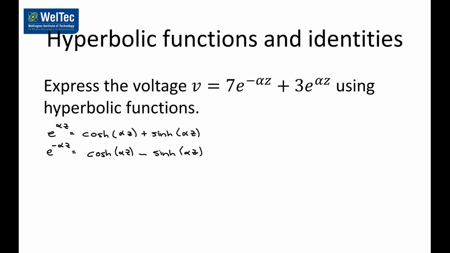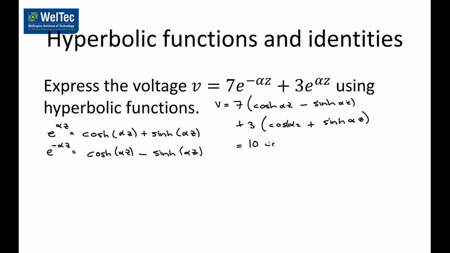Now, if we're trying to express the voltage V equals etc., all we have to do is replace the various powers by whatever they are. So V is going to be 7 times (cosh alpha z minus sinh alpha z) plus 3 times (cosh alpha z plus sinh alpha z). And all we've got to do then is collect up the like terms. We've got 7 cosh plus 3 cosh, so that's 10 cosh alpha z, and we've got negative 7 sinh plus 3, so it must be minus 4 sinh alpha z.